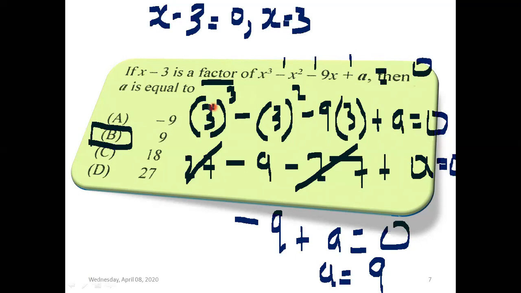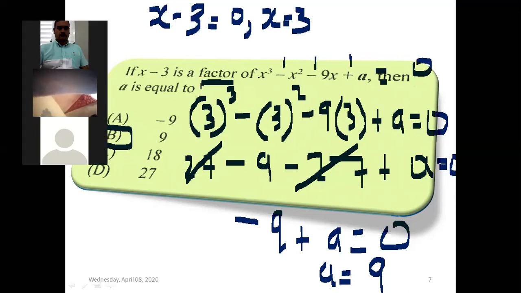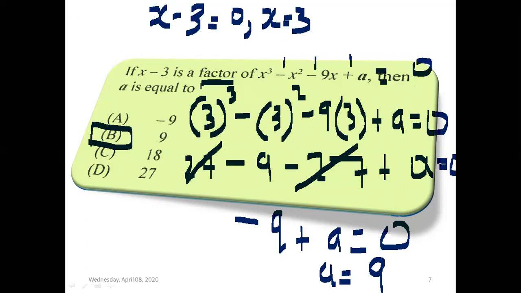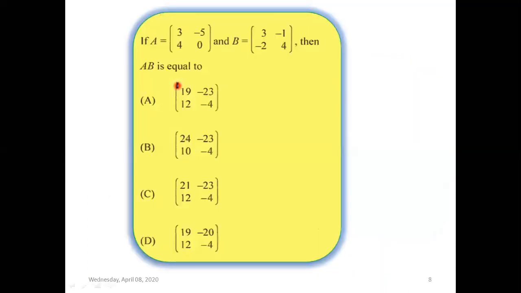All right. Let's move on. Any questions? So this is a 2 by 2 matrix. All right. So you know when we multiply in matrix, we multiply row by column, right?